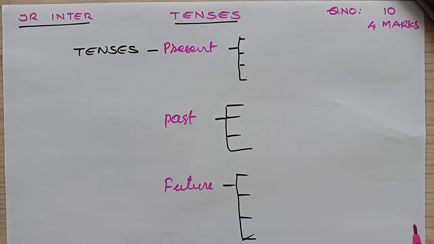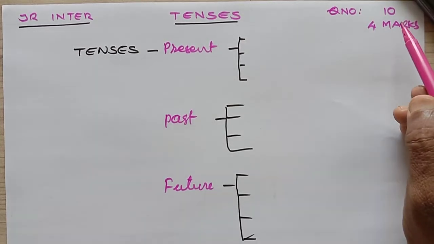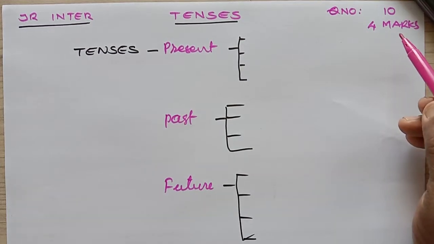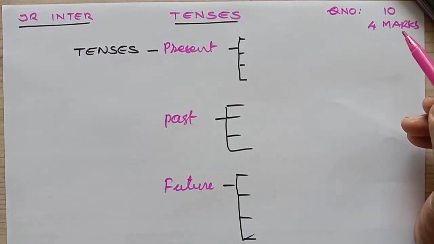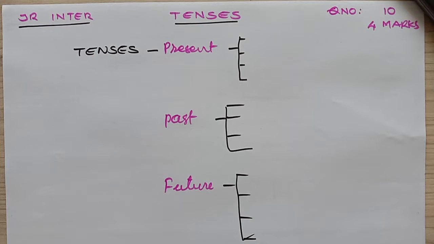In this video, I'm going to explain question number 10 for 4 marks. The examiner will give us sentences with blanks and a particular verb form, and we need to write the correct form of the verb in that particular blank. They'll give you, say, 6 sentences and we need to write any 4 of them.